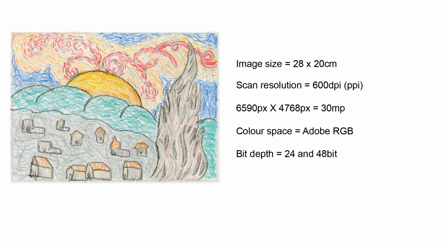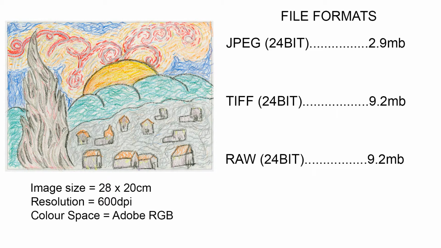So with this picture here, it's got an image size of 28 by 20 centimeters. I've scanned it at 600 dpi or ppi, it will be in Photoshop. This gives us an image resolution of 30 megapixels, which is quite a good size. I've kept the color space to RGB and I've done two scans in 24-bit and 48-bit using the TIFF, RAW and JPEG file formats.